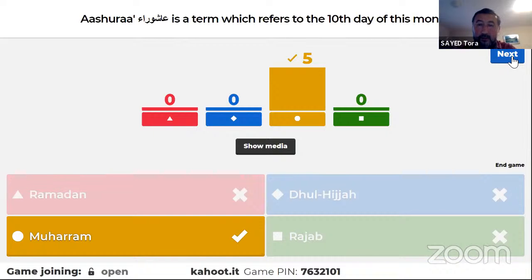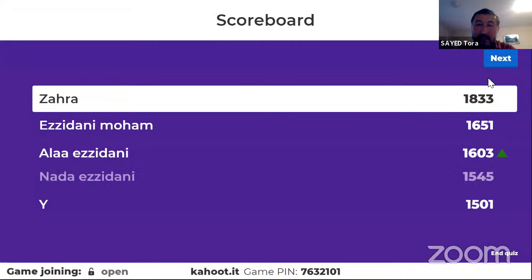So the 10th day of the month of Muharram, which is falling this year on Saturday, 29th of August, which is tomorrow, is the 10th of Muharram. That is the term used for referring to the 10th. And by the way, Ashura comes from the word ashara, and ashara means 10. Whenever the term Ashura is used, it usually refers to the 10th of Muharram.